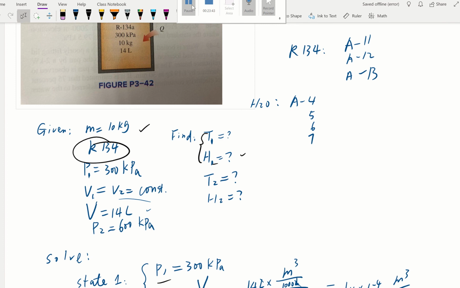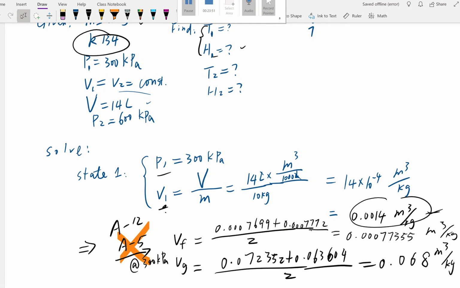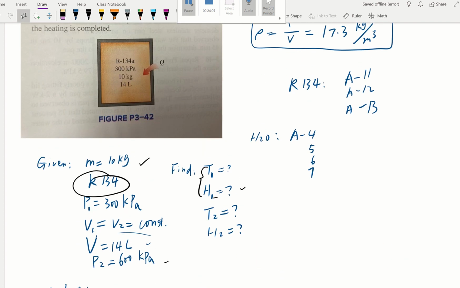State 2, we also are going to do it individually, and we just need 2 separate properties. Do we know 2 separate properties? Let's see, we know the P2. So do we know the second property? Well, if you thought about specific volume, then you are on, because this is a rigid tank problem. If it's a rigid tank, V1 equals V2. We have to use that relationship in order to get our second property.